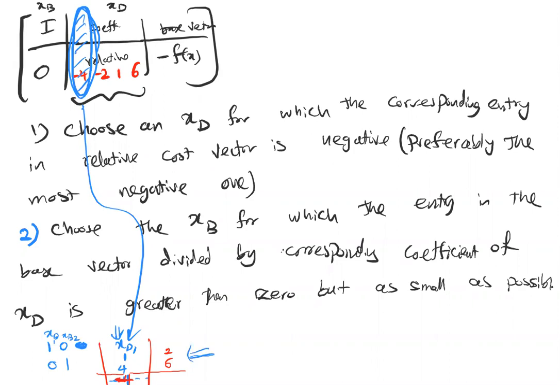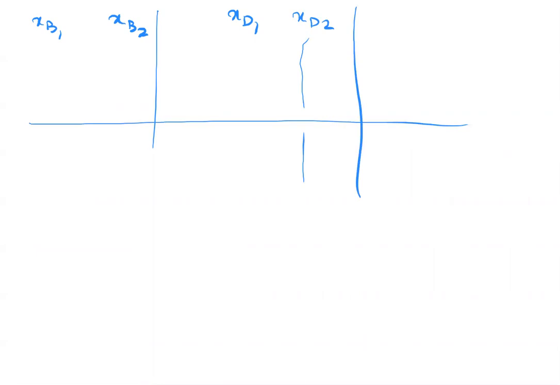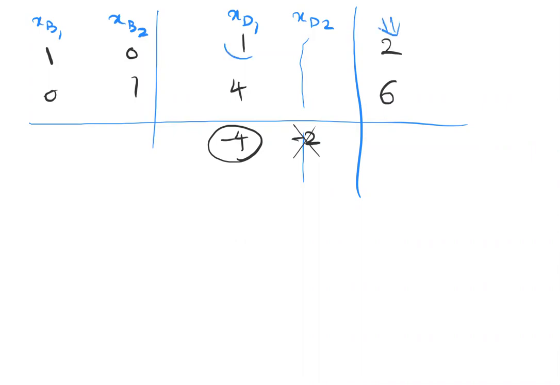Yeah, let me rewrite this in the next page. So we have x base 1, x base 2, xd1, which is selected, xd2. All right, so we have 1, 0, 0, 1. For xd1, we said the coefficients are 1, 4, minus 4. This one was minus 2. That's why this is not selected. We choose the most negative value. And here at this side, the values that we have are 2 and 6. So what we were saying was dividing these values by the coefficient of the corresponding xd.